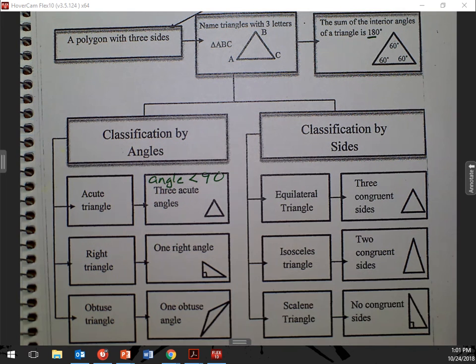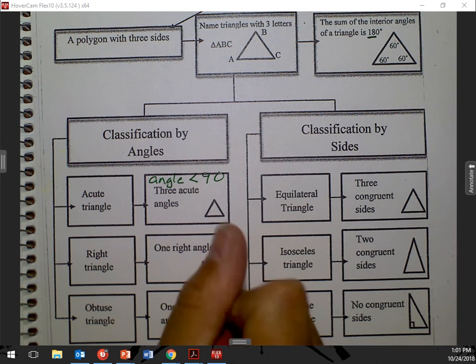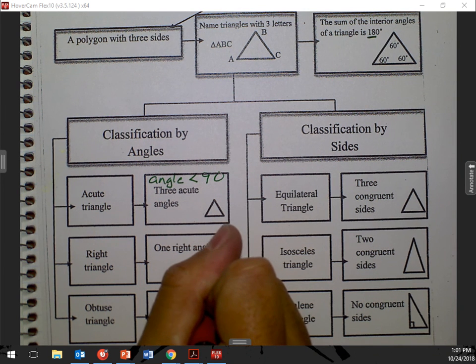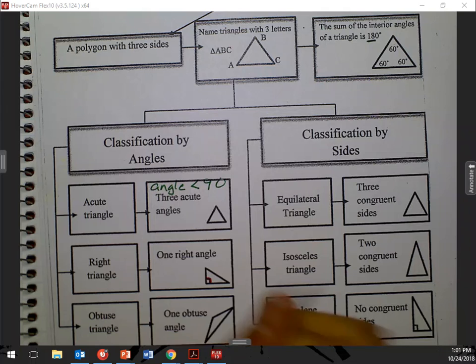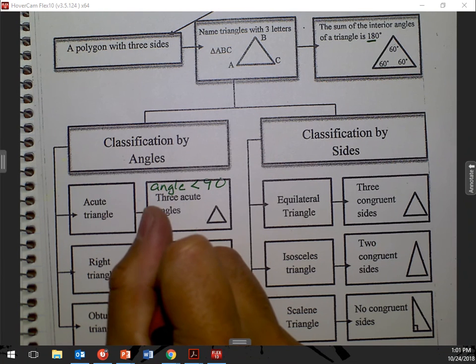Next one, a right triangle. So what do we know about a right triangle? 90. One of the angles, only one. I can't have more than one. So one angle is 90 degrees.